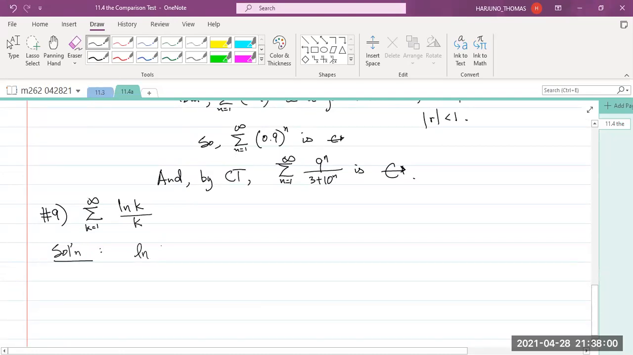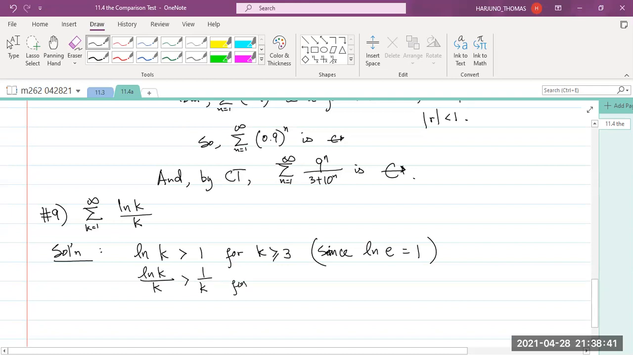Okay, now ln k is greater than 1 for k at least 3, right? Yeah, ln 3 is greater than 1. ln e is equal to 1, right? Okay. Since ln e is equal to 1, once the argument is greater than e, starting from 3, then ln k is already greater than 1. Now then ln k over k is greater than 1 over k for k greater than or equal to 3. Is that right?